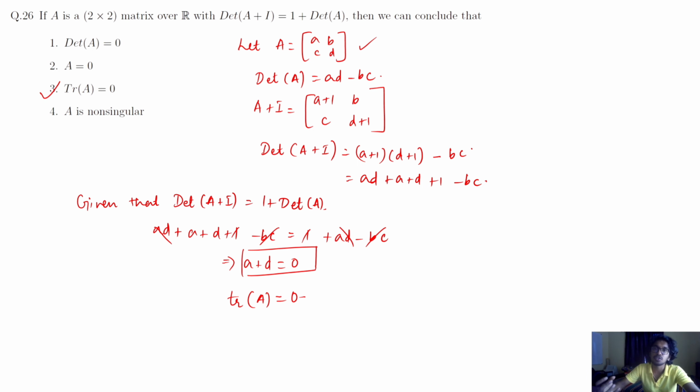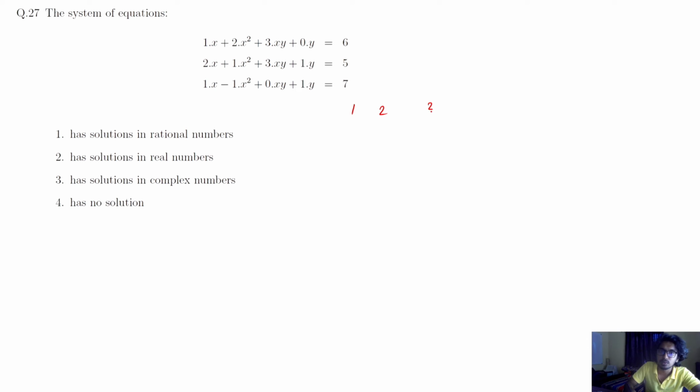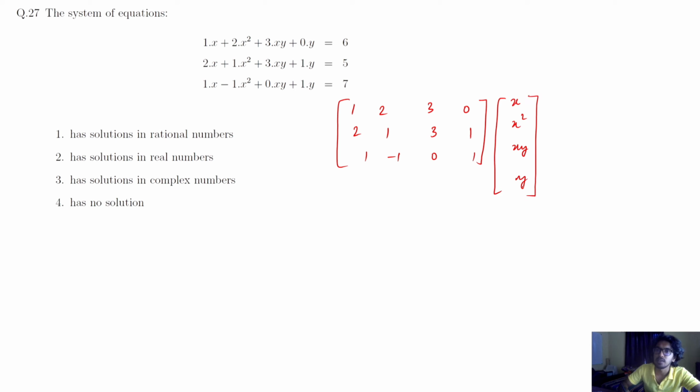Just put it in a matrix form, that 1 2 3 0, 2 1 3 1, 1 minus 1 0 1, multiplied with what? x, x square, xy, y. Just treat them as separate variables. Instead of naming the variables x, y, z and w, they have named it this way. Just think that way and proceed.